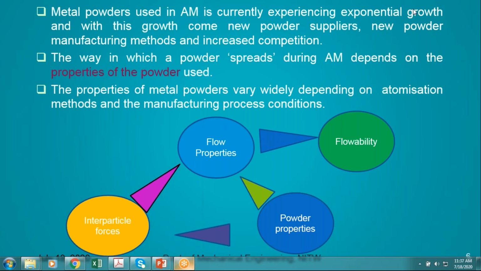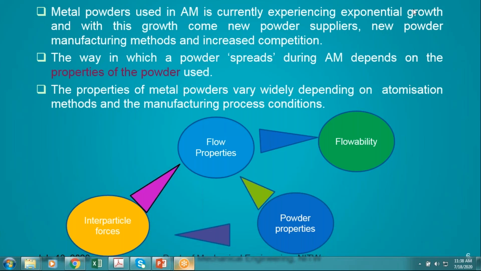That flowability depends upon the flow properties of the powder. The flow properties may be the permeability of the powder, the cohesive strength of the powder, the bulk density or the wall friction of the powder, or the compressibility of the powder. That is going to give us the flow properties of the powder.